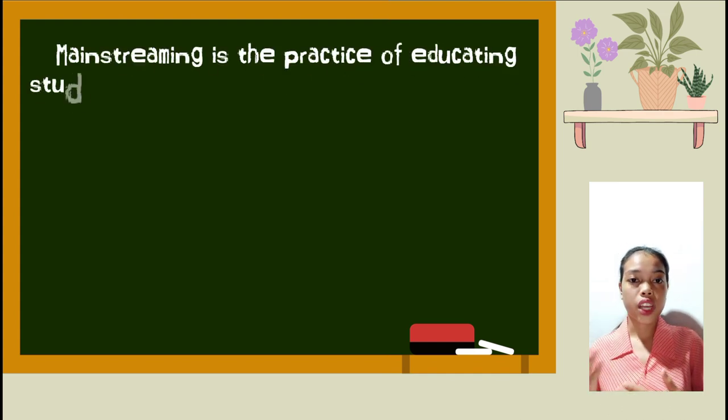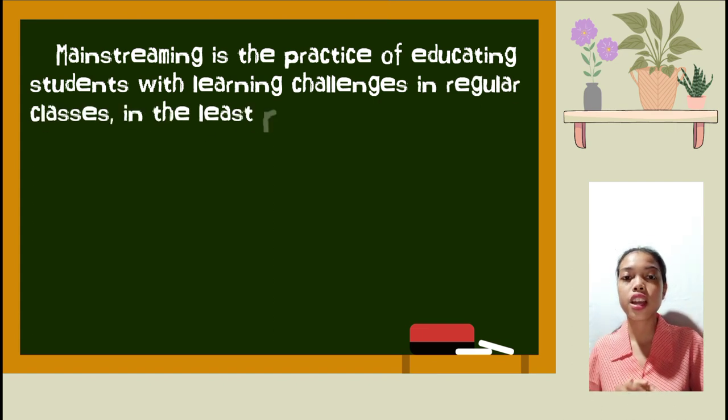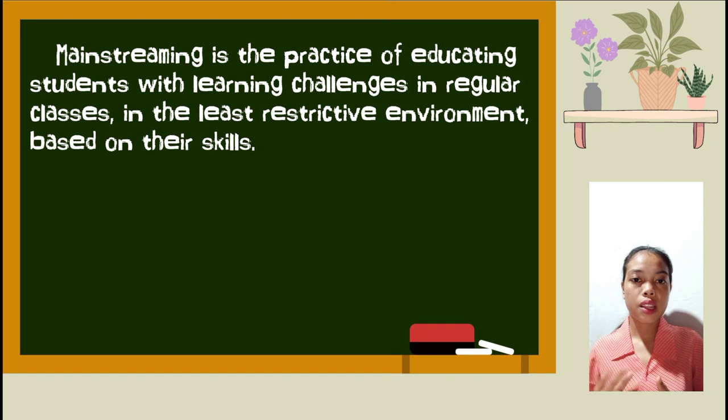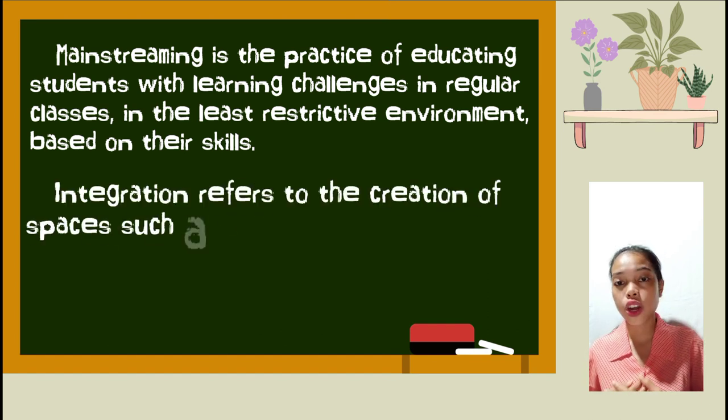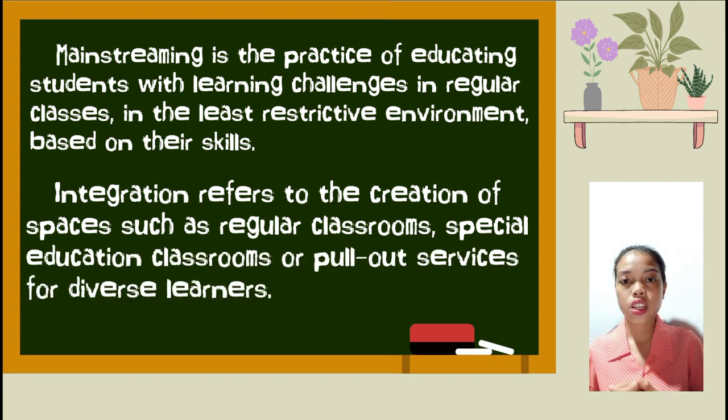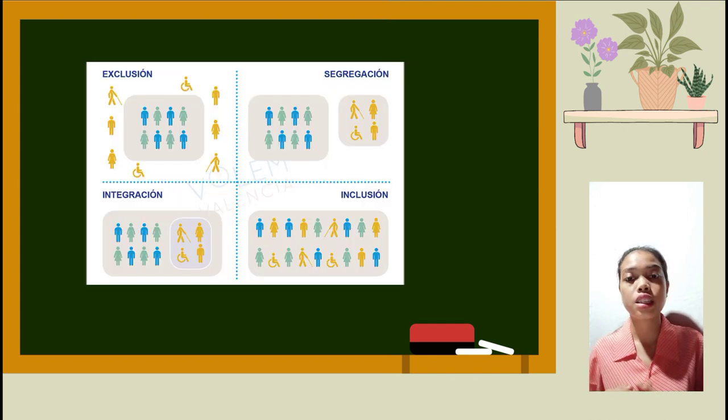Mainstreaming is the practice of educating students with learning challenges in regular classes in the least restrictive environment based on their skills. While integration, according to Franklin 1996, refers to the creation of spaces such as regular classrooms, special education classrooms, or pull-out services for diverse learners. A school that admits learners with disabilities and combines them with regular pupils in the regular classrooms is said to perform integration, while the classroom is called a mainstream classroom. However, this setup does not automatically mean that they are already practicing inclusion.